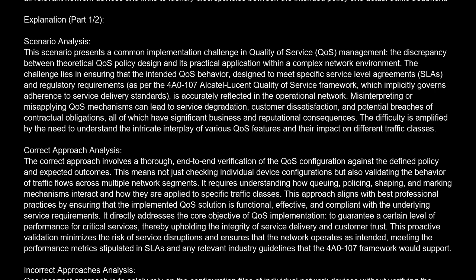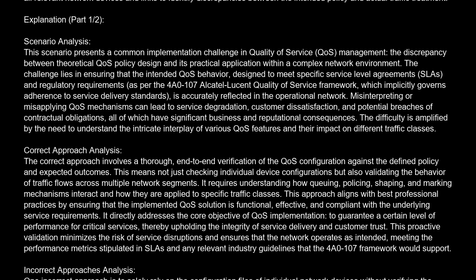This approach aligns with best professional practices by ensuring that the implemented QoS solution is functional, effective, and compliant with the underlying service requirements. It directly addresses the core objective of QoS implementation, to guarantee a certain level of performance for critical services, thereby upholding the integrity of service delivery and customer trust. This proactive validation minimizes the risk of service disruptions and ensures that the network operates as intended, meeting the performance metrics stipulated in SLAs and any relevant industry guidelines that the 4A0-107 framework would support.